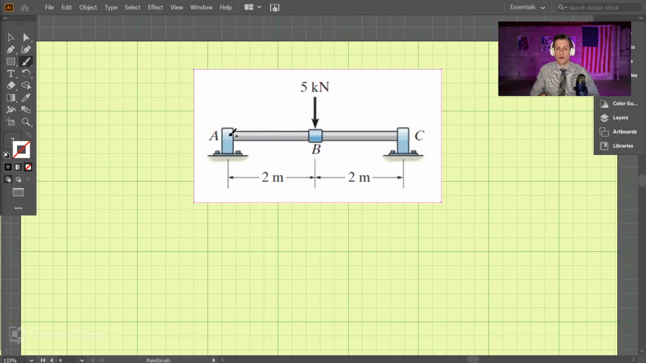Okay, so in this problem, we're looking to find the shear and moment diagrams along the span of the beam here from A to C. So the first step to all these problems is always find the support reactions.